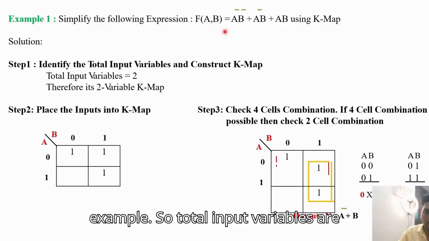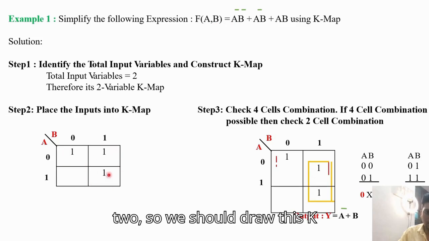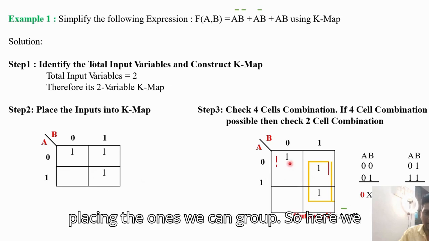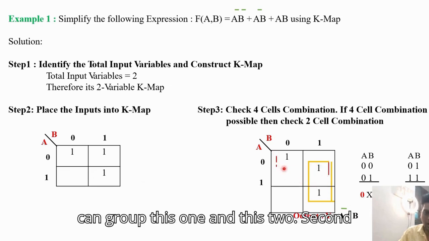As a simple example, the total input variables are 2. So we should draw this K-map. Then we place the ones. After placing the ones, we can group. So here we can group this one and this two.